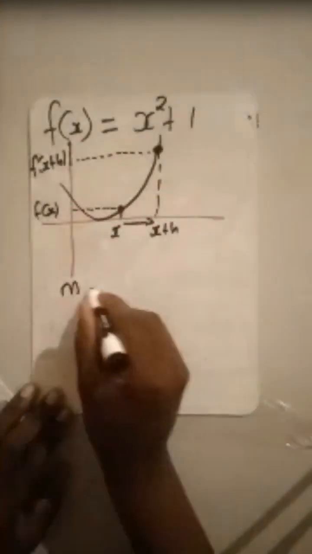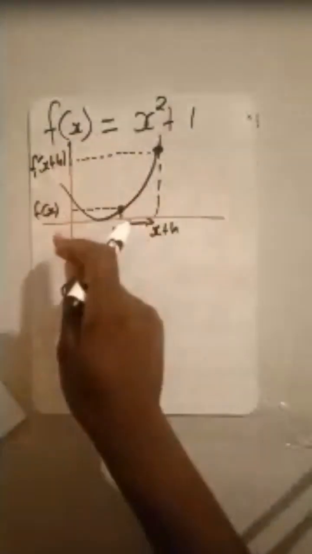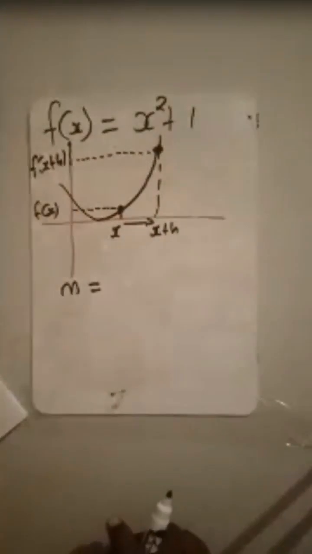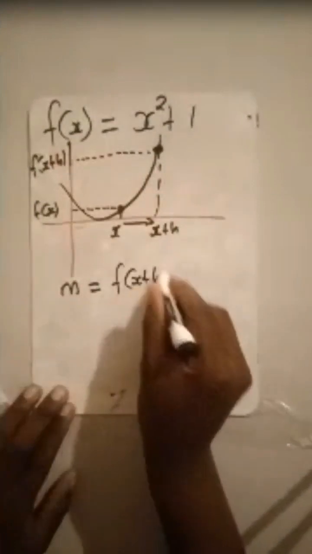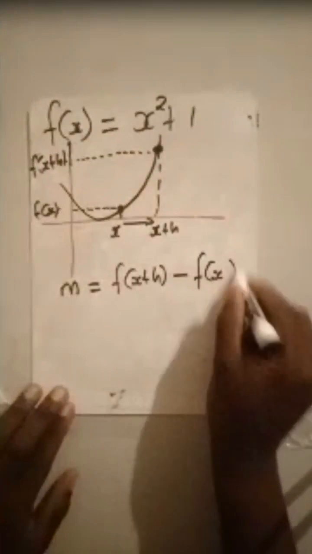So in order to calculate the gradient, it is simply going to be change in y over change in x. Our change in y is going to be f of x plus h minus, the difference here, this one minus that one, minus f of x.